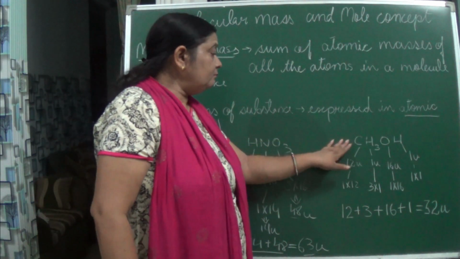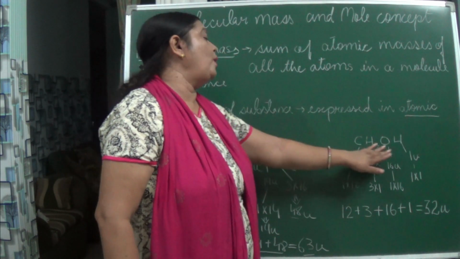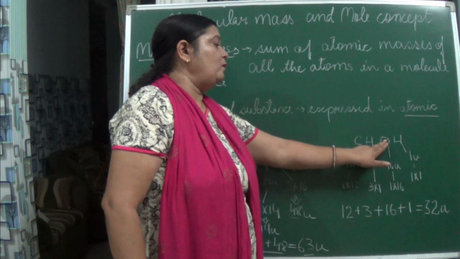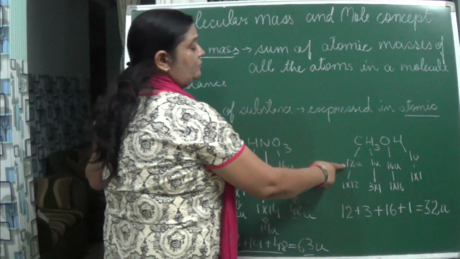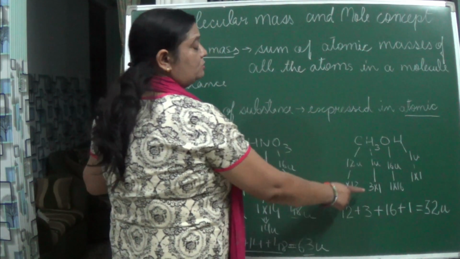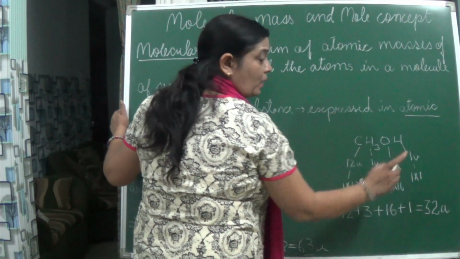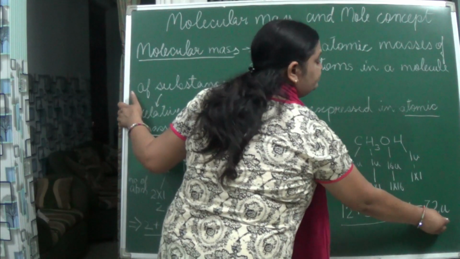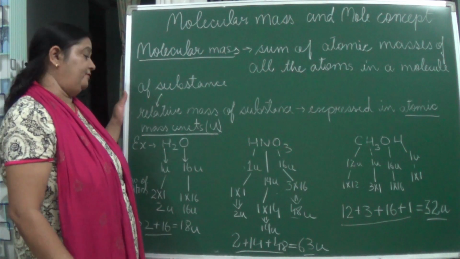Now methyl alcohol, or you can say methanol also. Its formula is CH3OH. So C only 1, H 3 is present, 3 atoms plus 1, 4 atoms are present, and oxygen only 1. So we will be doing it in that manner only. Carbon atomic mass is 12, so 1 into 12, because only 1 atom. Hydrogen is 1, but here atoms are 3, so 3 into 1. Oxygen is 16, only 1 atom, so 1 into 16, and again 1 hydrogen is there, so 1 into 1. When you sum it up, 12 plus 3 plus 16 plus 1, you will get 32 unified mass, or 32 U. This is how you calculate the molecular mass of any given substance.